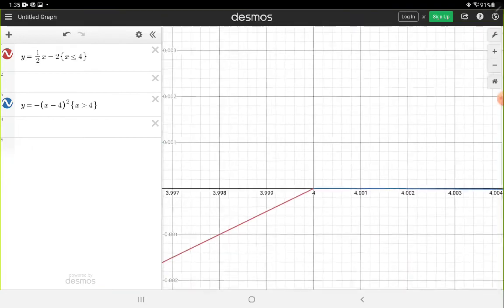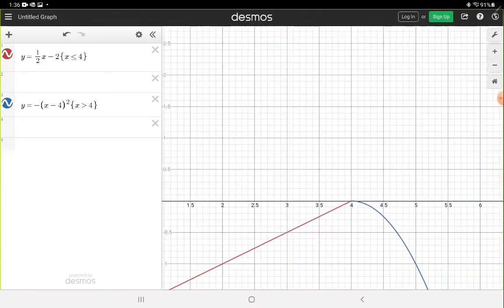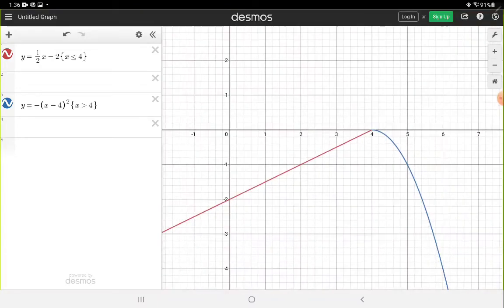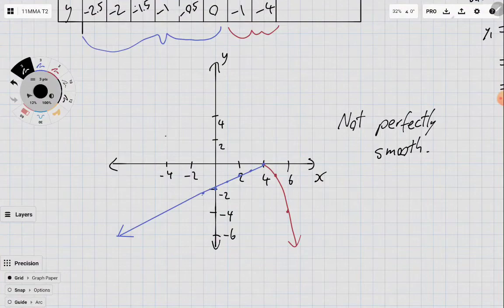You can see it just a little bit, that there is a slight little bump. So it's not that it's crazily bumpy, but it is not smooth. It is not perfectly smooth. And so if it's not perfectly smooth, then we cannot say that it is smooth.